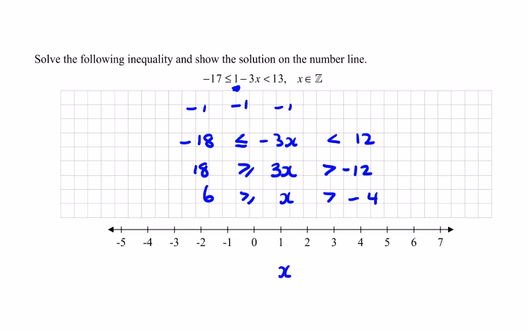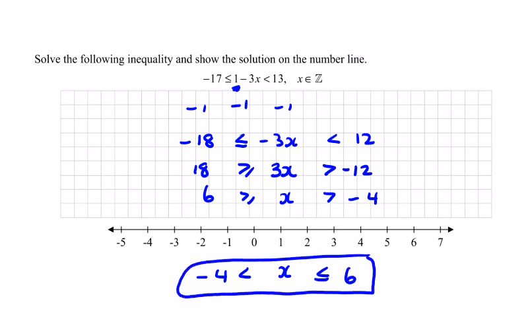This is exactly the same as if we bring the 4 to the left and change the direction of the sign. We get -4 less than x less than or equal to 6. And x is an element of integers, so color in 6, 5, 4, 3, 2, 1, 0, -1, -2, -3. And do we color in the -4? We don't, because it's not less than or equal to.